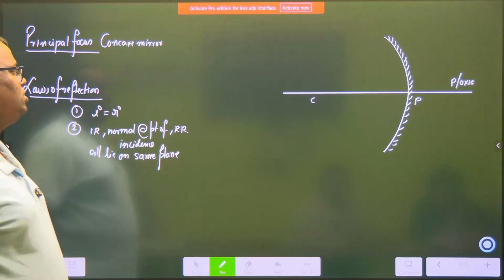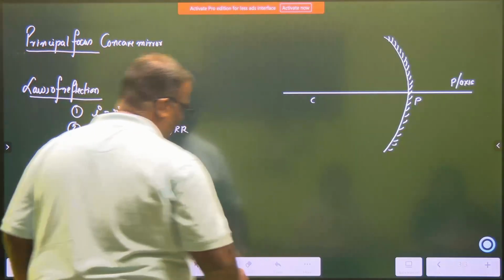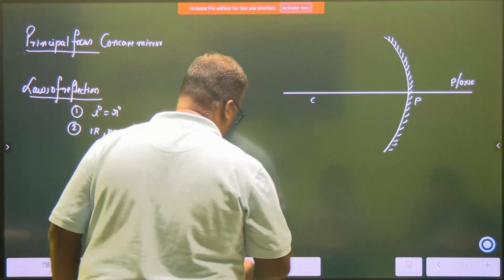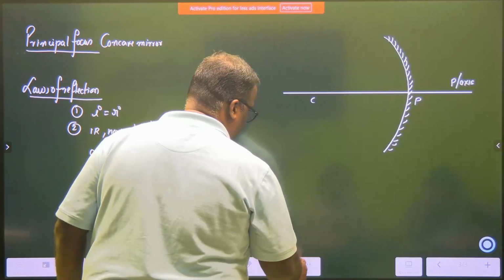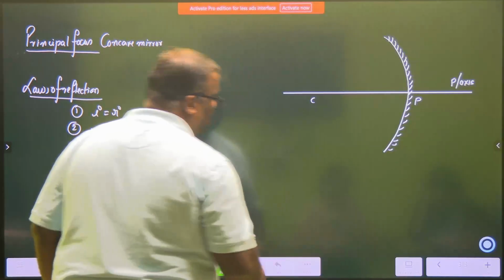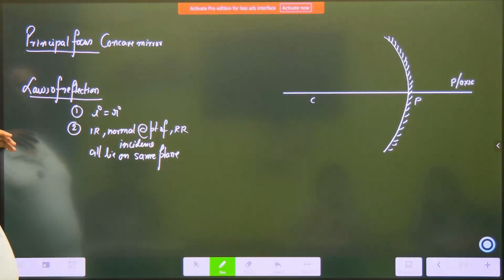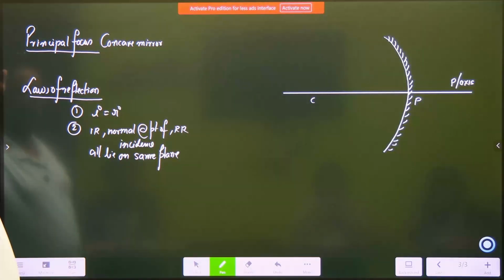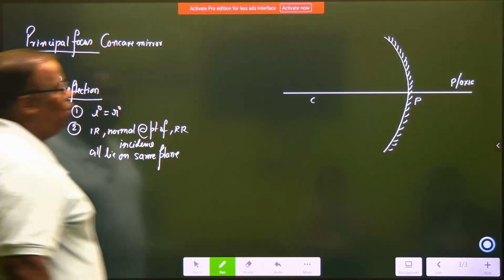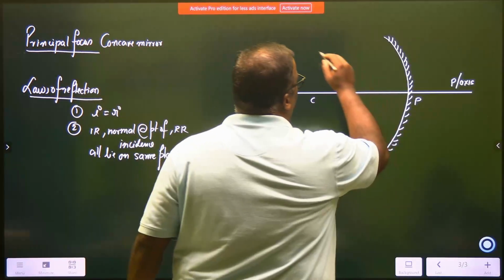Now, when we try to see this in terms of a spherical mirror, that is either a convex or a concave, then we start thinking, now the mirror is no more straight. So how do we treat the laws of reflection? Well, these are laws. A law is always valid. So how do we treat it now?